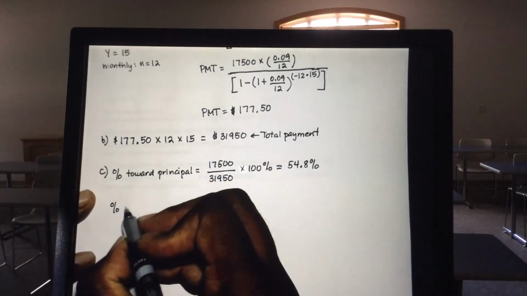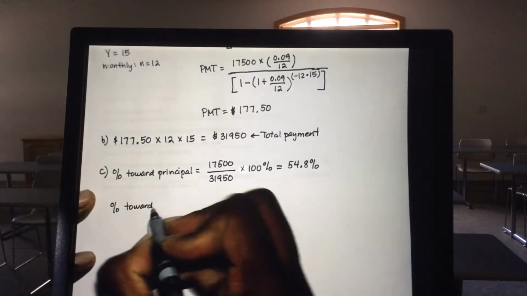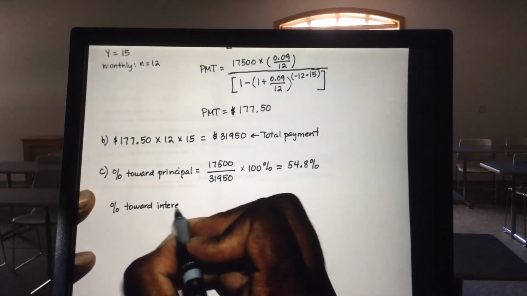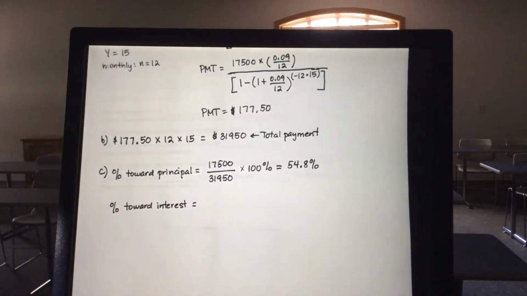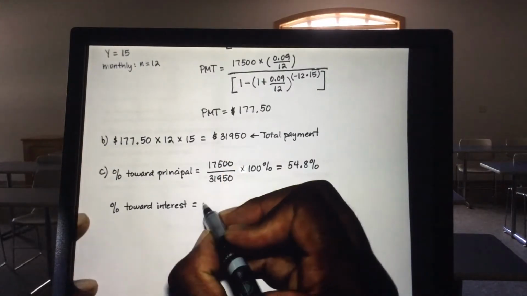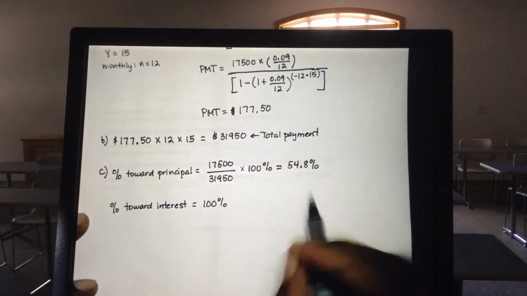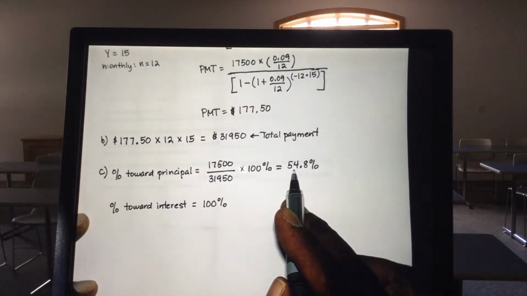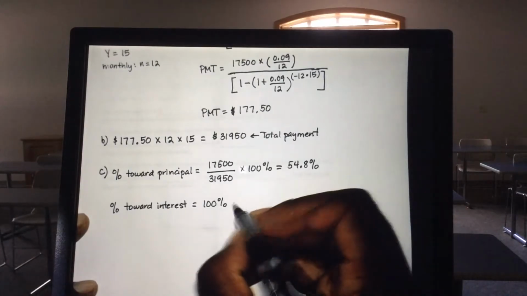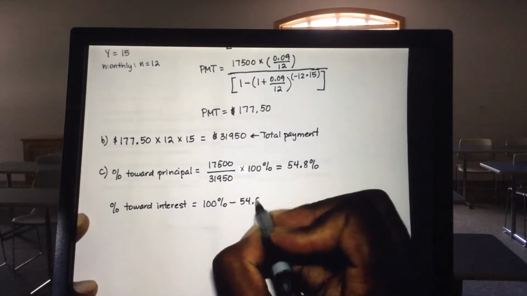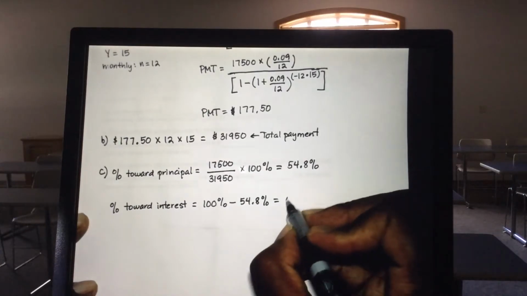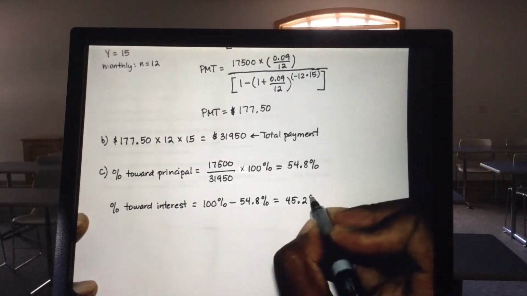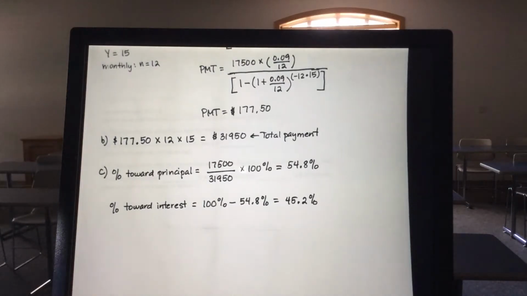Now here we can find the percent towards the interest. I'm going to give you a quicker way of doing that. Okay, because keep in mind, your total payment is going to be 100%. And 54.8% of that is going towards the principal. Well, subtract the 54.8 from 100%, you're going to get 45.2%. So 45.2% of that will go towards interest. Okay?